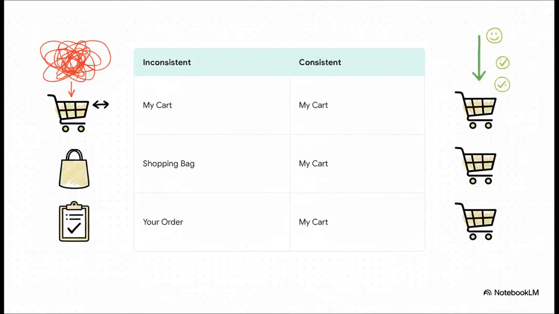Just look at this super simple example. Imagine a user sees My Cart, then Shopping Bag, and then your order at different points in the checkout process. Their brain has to do this little bit of extra work to realize, okay, these are all the same thing. It's a tiny bit of friction, but that friction creates doubt. Now look at the consistent version. It's just My Cart the whole way through. It's seamless, it's easy, and that builds confidence.